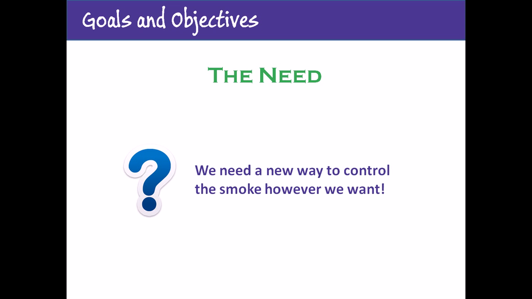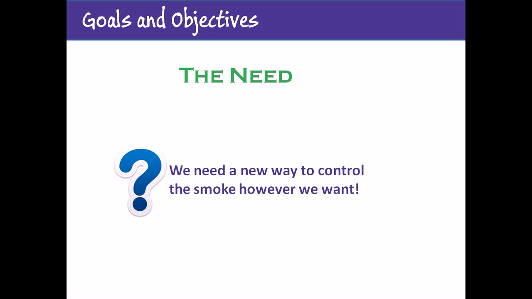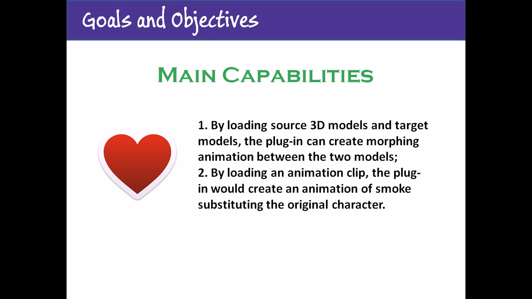That's why we need a new way to control the smoke however we want. So let's first take a look at the main capabilities of our authoring tool. By loading the source 3D models and the target models, the plugin can create morphing animation between the two models. Besides, by loading an animation clip, the plugin would create an animation of smoke substituting the original characters.